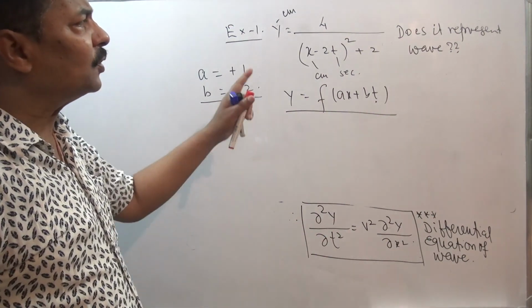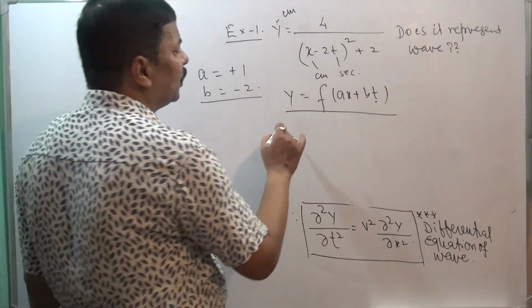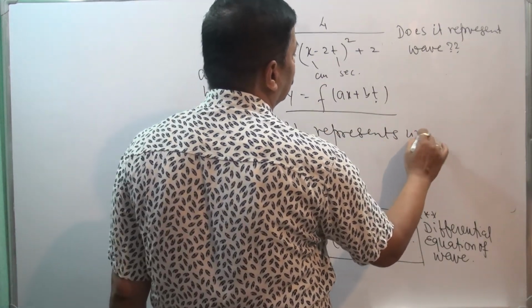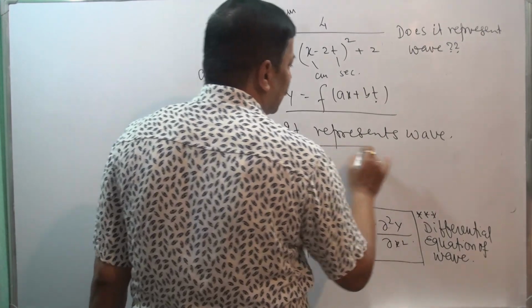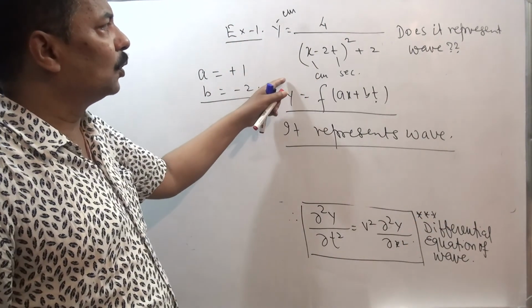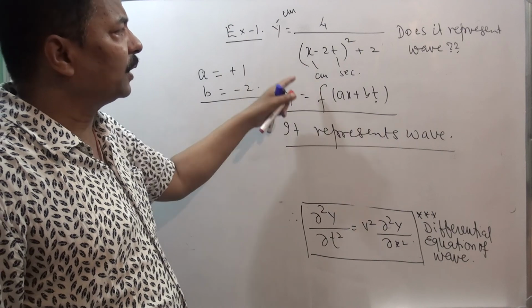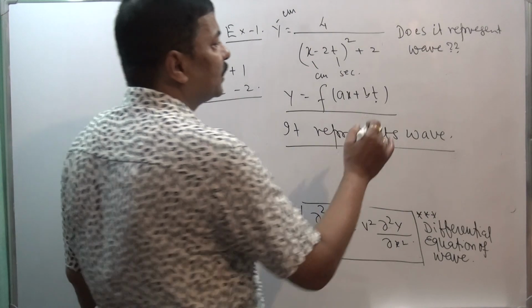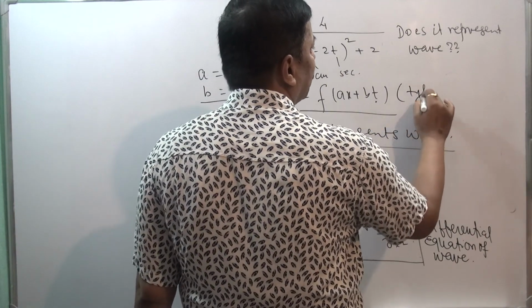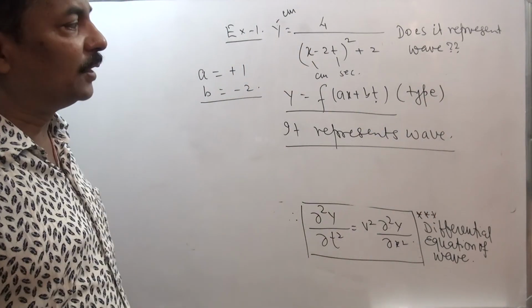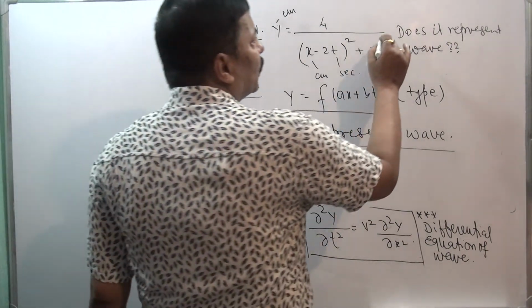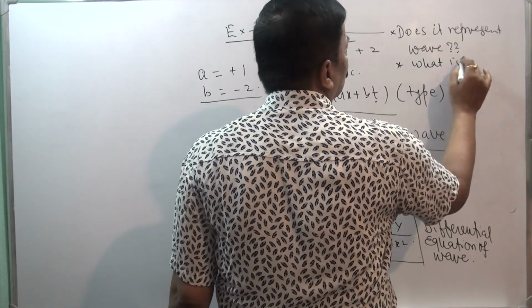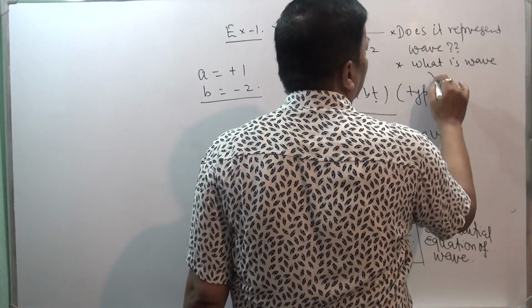So first thing is that it represents a wave. It is representing a wave because the solution is of the type ax plus bt. So it is representing the wave. Then the second question is, what is the wave velocity?